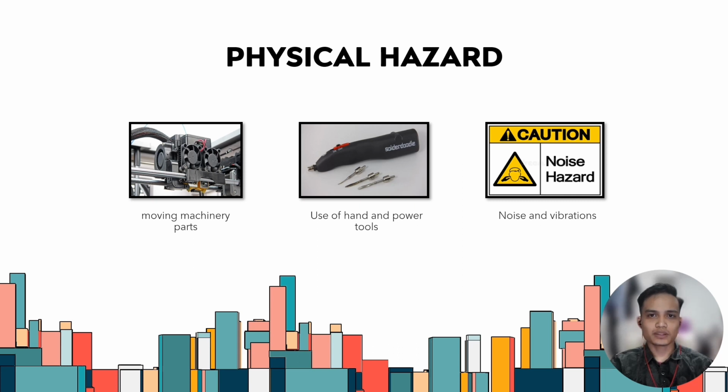3D printing often involves moving components such as print heads, build plates, and conveyors. Workers can be exposed to hazards such as crushing or getting caught in moving parts. To mitigate this risk, it is important to establish and enforce safety procedures, including proper training on equipment operation and safe work practice. Another physical hazard is related to the use of hand and power tools.